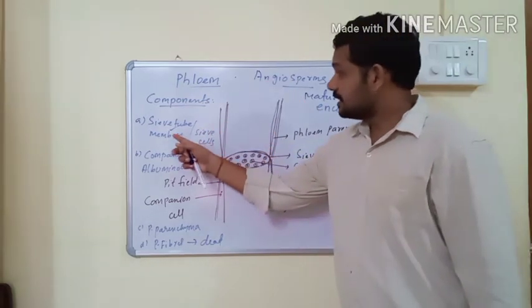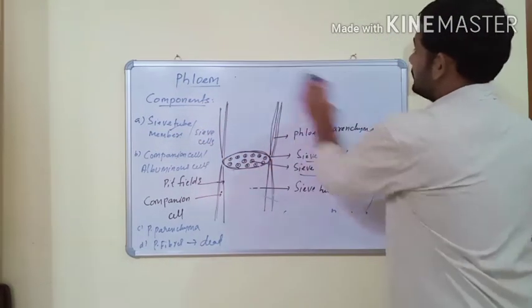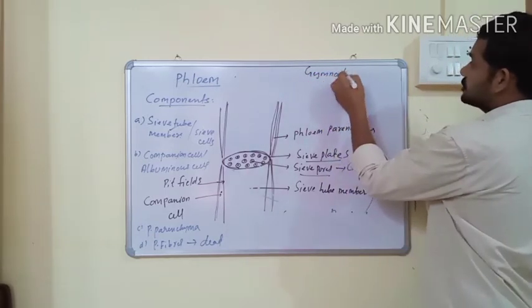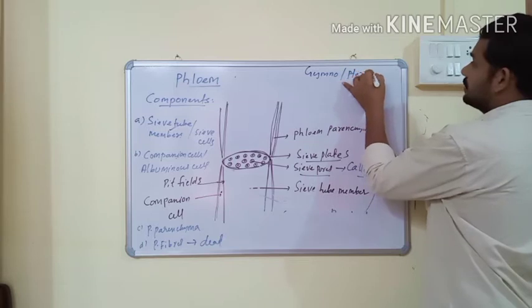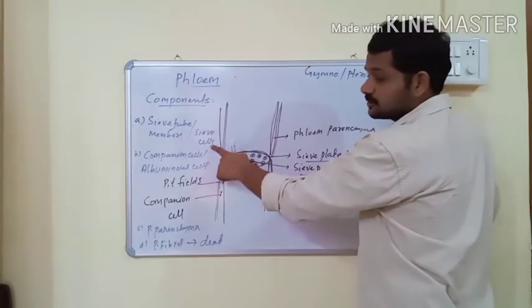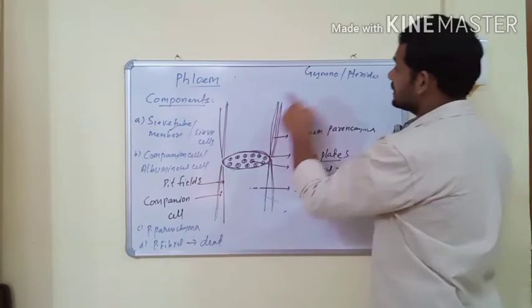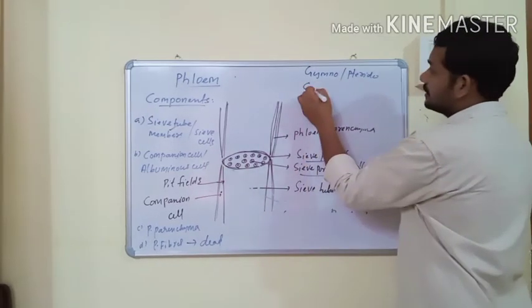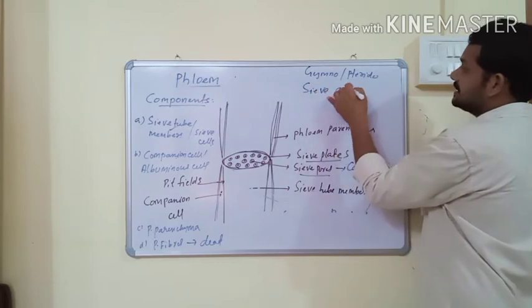And the sieve elements of gymnosperms and pteridophytes are known as sieve cells. So sieve cells are the food conducting elements of gymnosperms and pteridophytes. And sieve cells are surrounded by sieve areas.